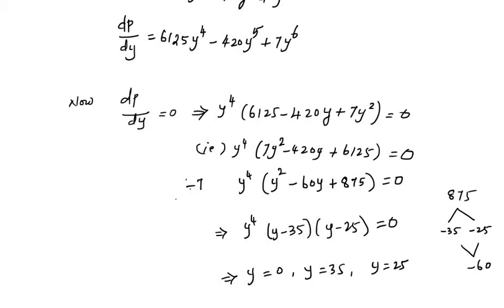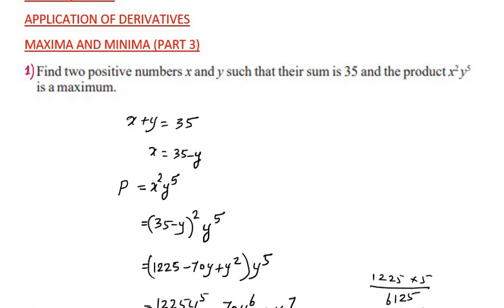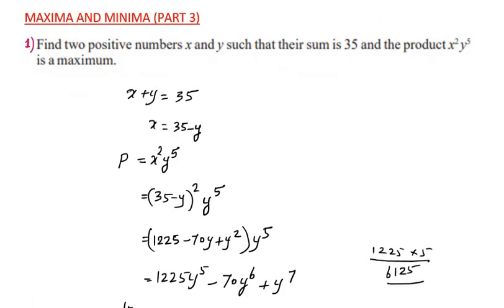Here actually y equal to 0 is not possible. What's the reason? What is the question? We must maximize the product. To maximize the product, if I use y equal to 0, see what will happen to the product. The product x squared y power 5 becomes 0.